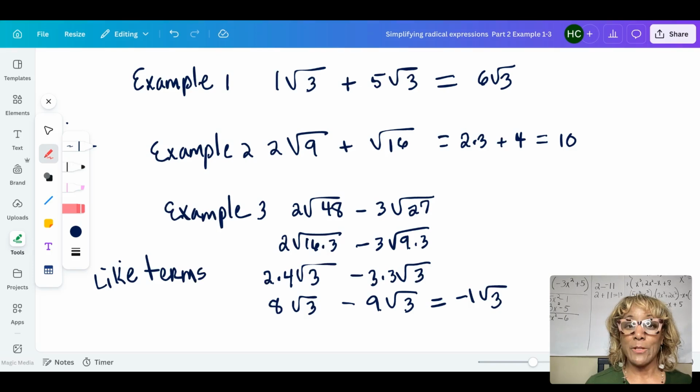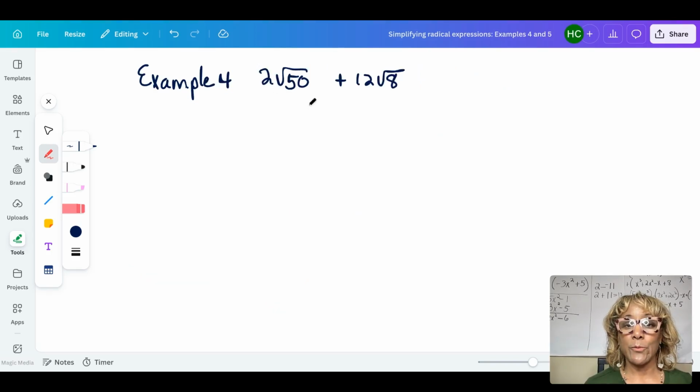All right? Ready for another example? Hold tight. I'm going to show you another type. Same process though. All right, let's go to another example involving square roots and evaluating square roots.